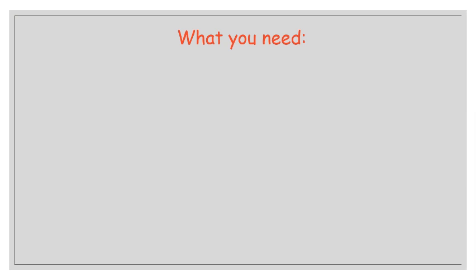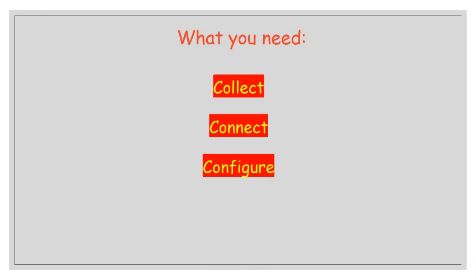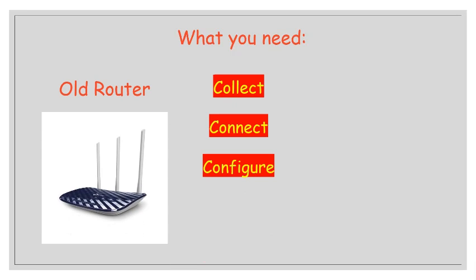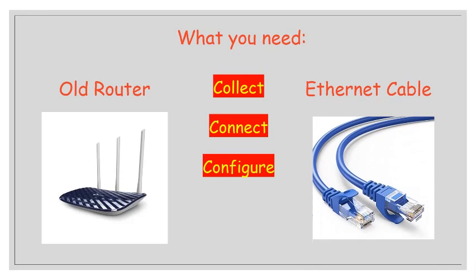So, what do you need and what are these 3 simple steps? Collect, connect, and configure. First, you have to collect some equipment. One is any old routers that you have in your store, or you can purchase them online. It doesn't have to be a hi-fi or high-end router; it can be a very simple router. Second is an Ethernet cable. So collect this equipment.